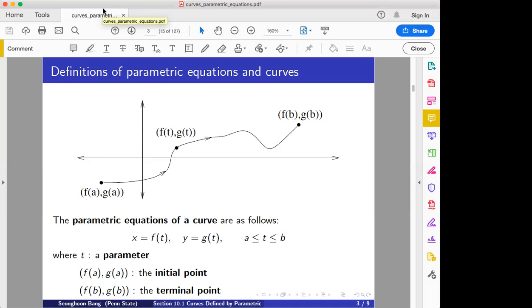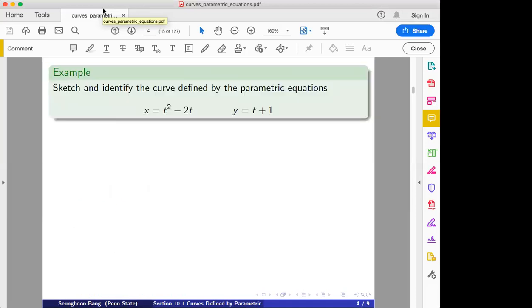The next thing, I want to give some examples. Sketch and identify the curve defined by the parametric equations. We have t, x, y. We can make a table, so you can plug some numbers into x and y and find points. This is the first one.